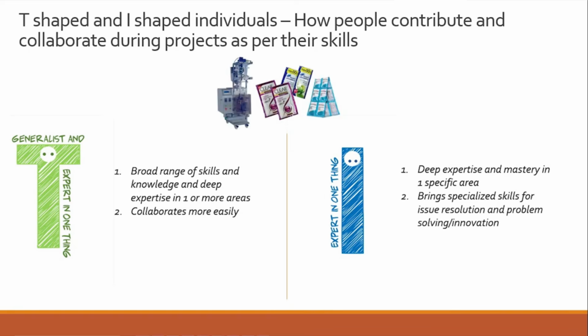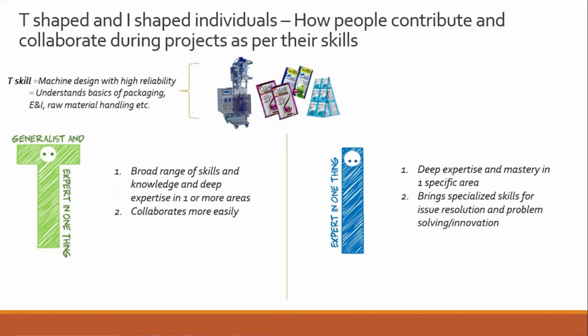Okay. Now, in this scenario, the T-shaped individual would be the machine design engineer who will not only design the machine, but also will understand the interfaces in which the machine will interact with the packaging material, the machine will interact with the electronics and communication, the machine will interact with the raw materials, which is the shampoo which you are packing, etc., etc. Okay.